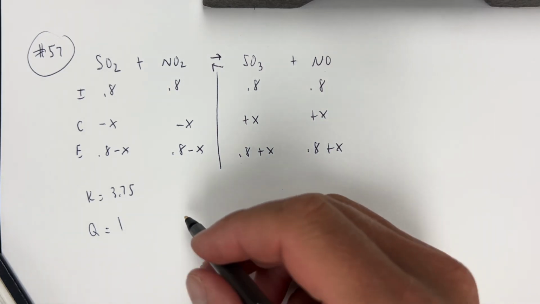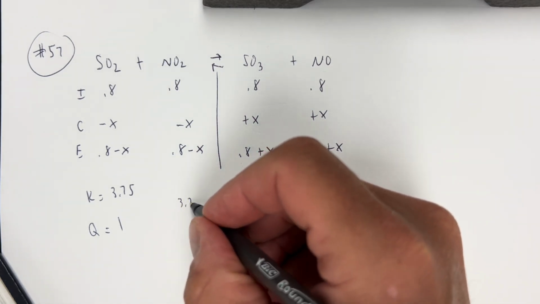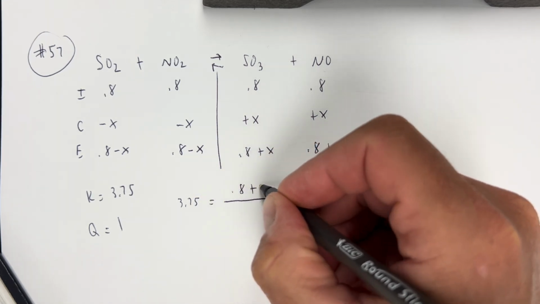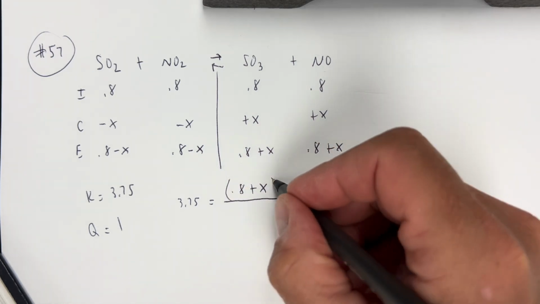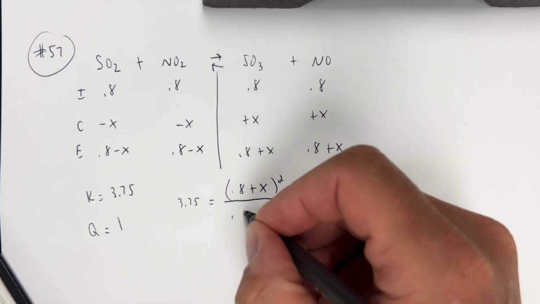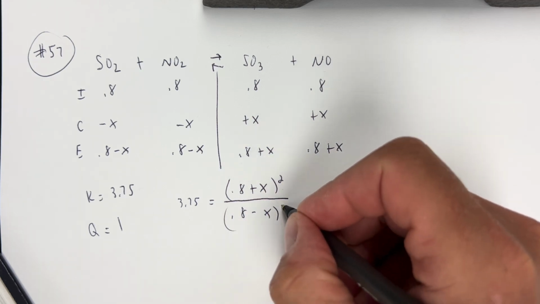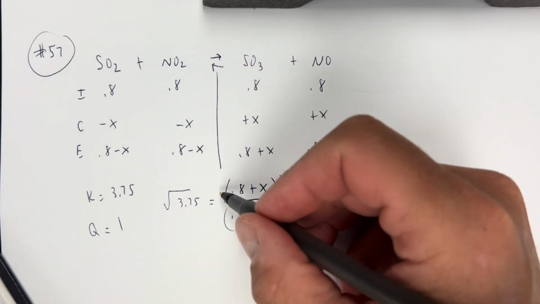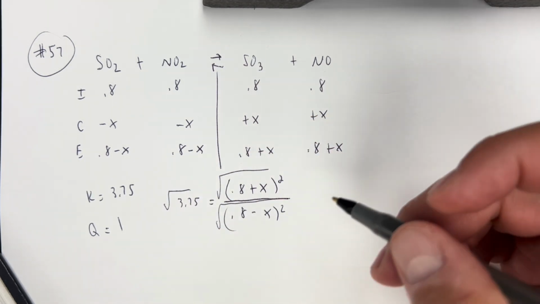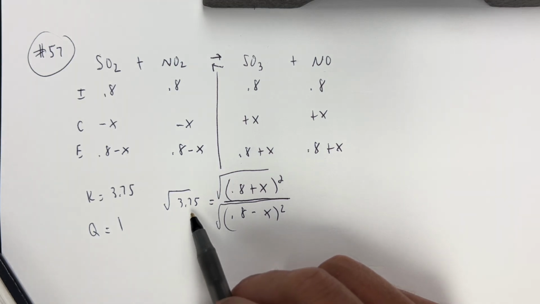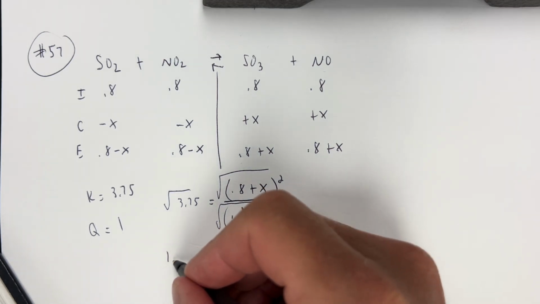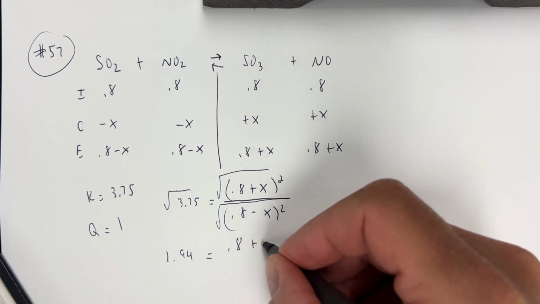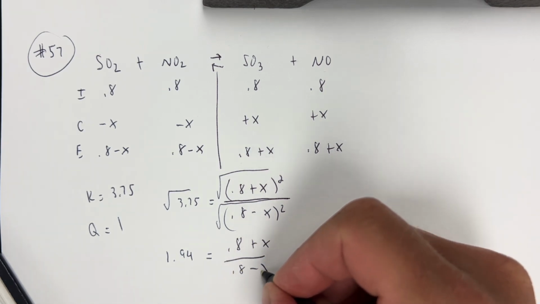Now we can plug in to our K expression. So our equilibrium expression, 3.75 equals products over reactants, so 0.8 plus X times 0.8 plus X, or 0.8 plus X squared over 0.8 minus X squared, because both of those are 0.8 minus X. We can square root everything, so we're going to square root this, square root this, square root this. Gets rid of those squares. Square root of 3.75 is 1.94, so we end up with 1.94 equals 0.8 plus X over 0.8 minus X.